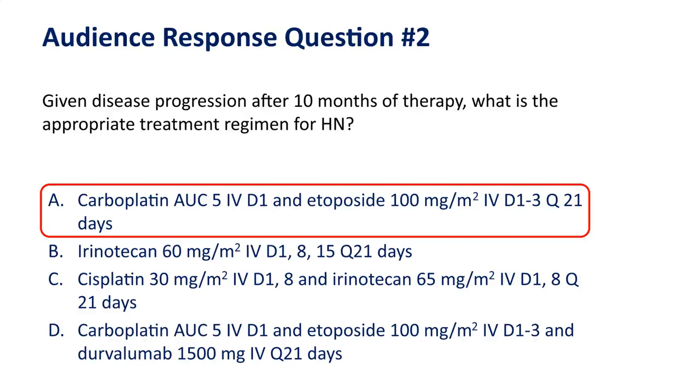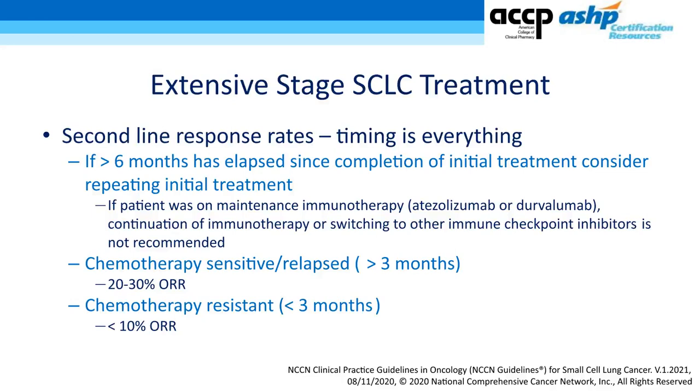The use of irinotecan or cisplatin and irinotecan is not the best answer, as HN's recurrence was greater than 6 months from first-line therapy and it would be preferred to repeat that previous regimen. So at the point of disease recurrence, it's important to evaluate timing, as timing does help determine the next best approach. For patients that have had recurrence greater than 6 months since they completed their initial treatment, one could consider repeating initial therapy.